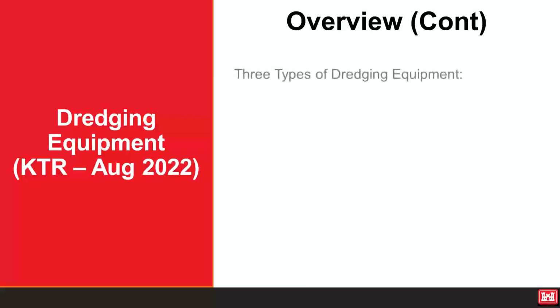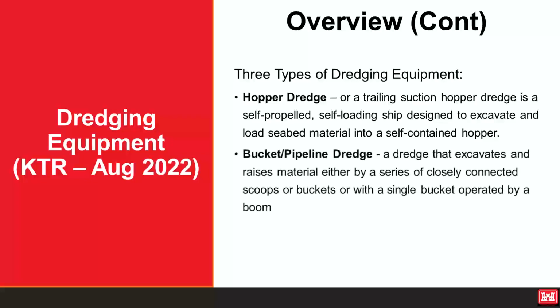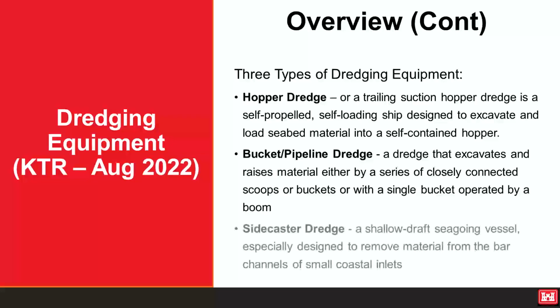There are three types of dredging equipment. Hopper dredge, or a trailing suction hopper dredge, is a self-propelled, self-loading ship designed to excavate and load seabed material into a self-contained hopper. Bucket pipeline dredge is a dredge that excavates and raises material either by a series of closely connected scoops or buckets with a single bucket operated by a boom.